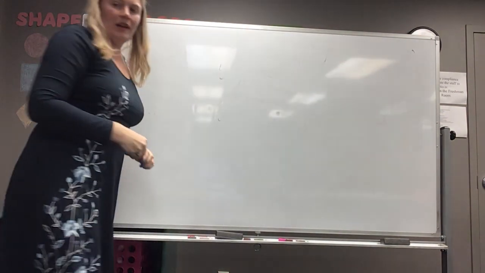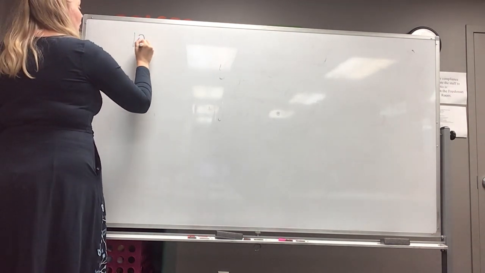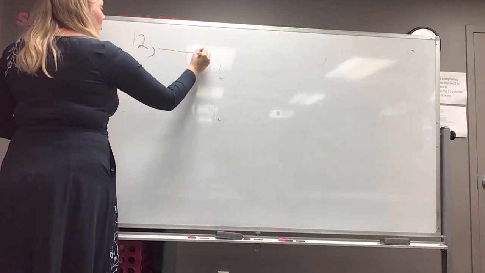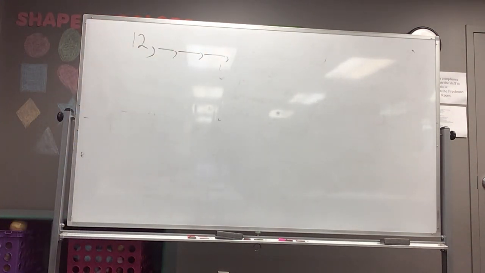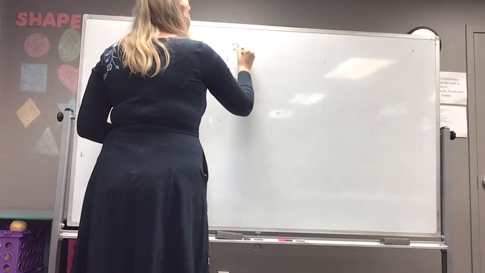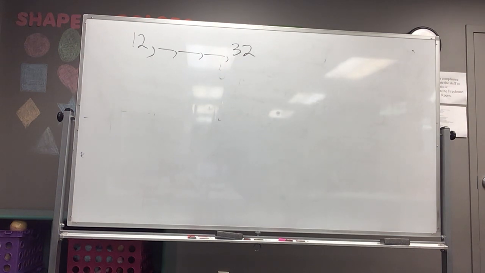So on this one, the setup is very simple. They give us a 12. They give us 3 blanks. And they give us 32. And the question is, what 3 numbers?